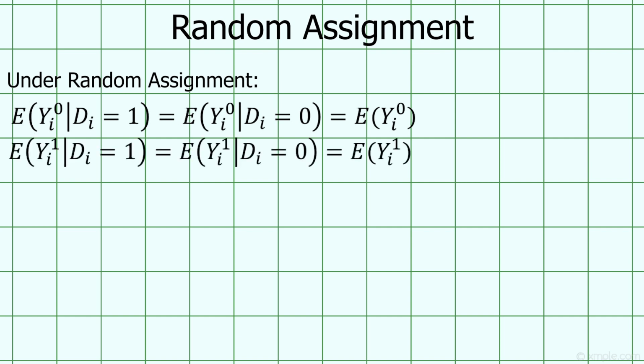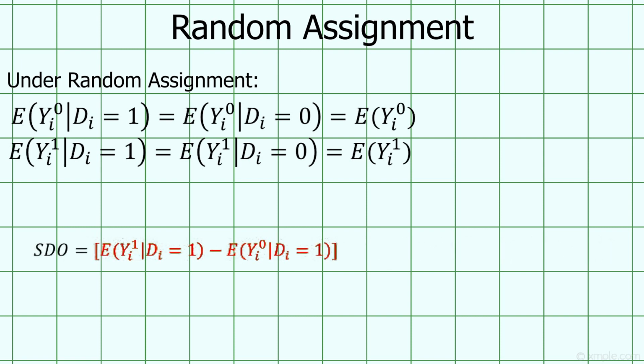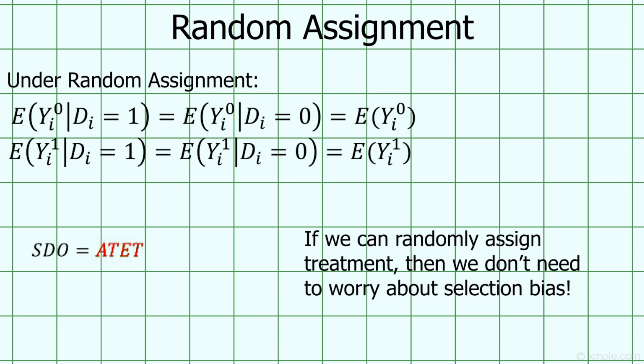Okay, so if that's the case under randomization, let's take a look at our decomposition of the simple difference in means from the previous video. Taking a look at the bias term, we see that, under random assignment, both parts of the bias term cancel out, leaving us with this. In other words, under random assignment, the simple difference in means is equal to the causal effect of the treatment. If we are able to randomly assign treatment, we don't need to worry about selection bias.